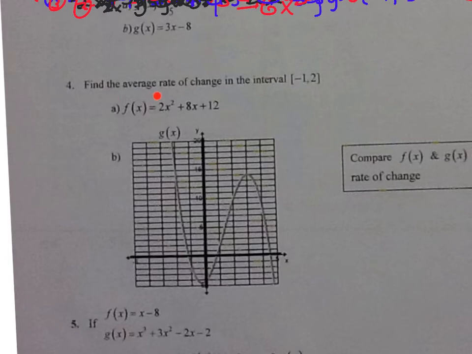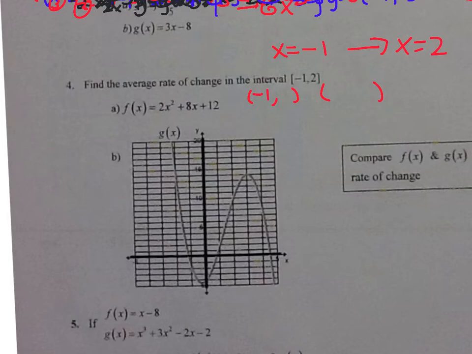Okay, number 4 is to find the average rate of change in the interval from negative 1 to 2. Remember, these are your x values. Your x values are going from x is equal to negative 1 to x is equal to 2. Alright, so the first one is an equation. So you want to plug that into your calculator and get the points, because you're going from negative 1 to positive 2. Alright, so for f of x, plug it in your calculator, get those 2 points.